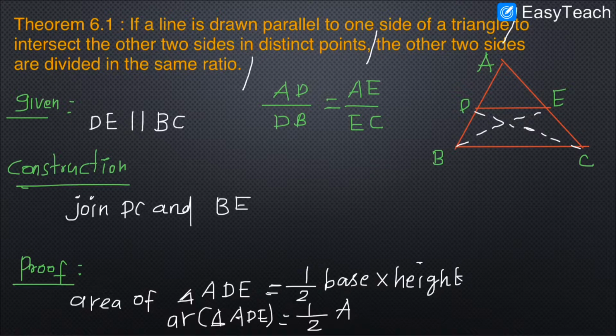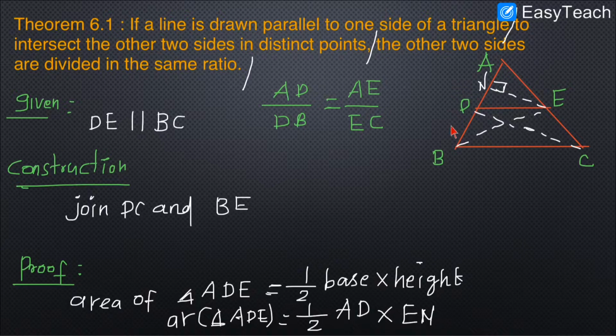So I'm going to take AD as the base, and to measure the height, I'm going to draw one perpendicular line from the side opposite to AD, the base. The opposite vertex is E. So I'm going to draw one perpendicular line from the opposite vertex to AD and name the point as N. So this is the perpendicular line, this is the height of this triangle. So height is EN.